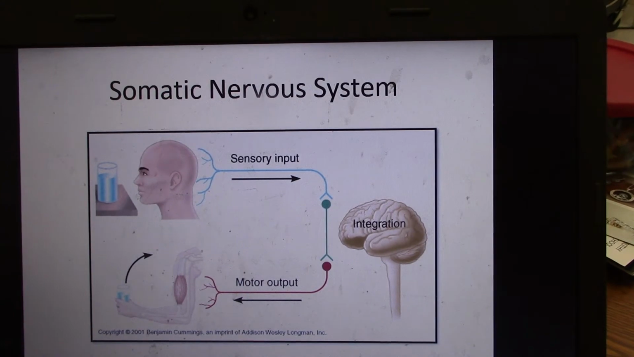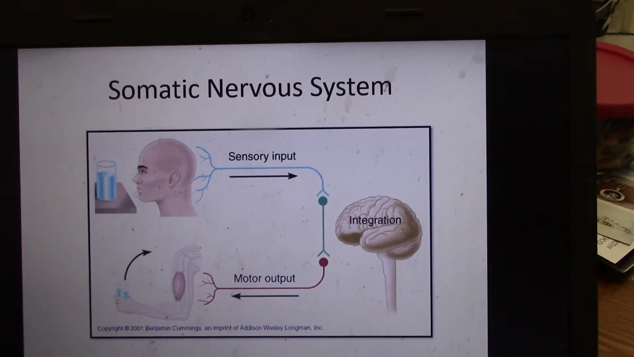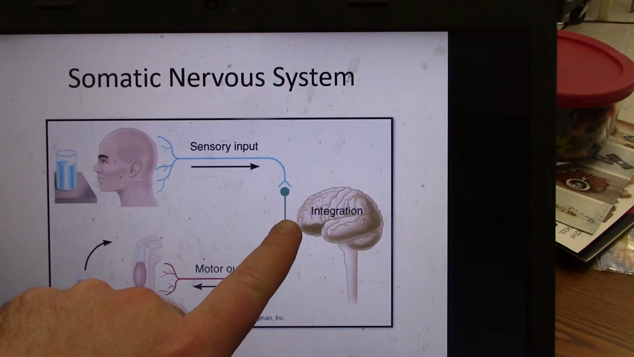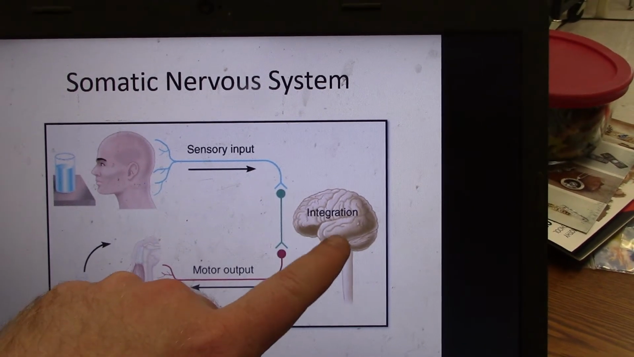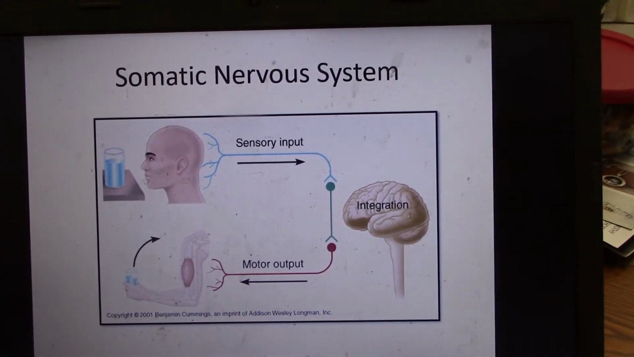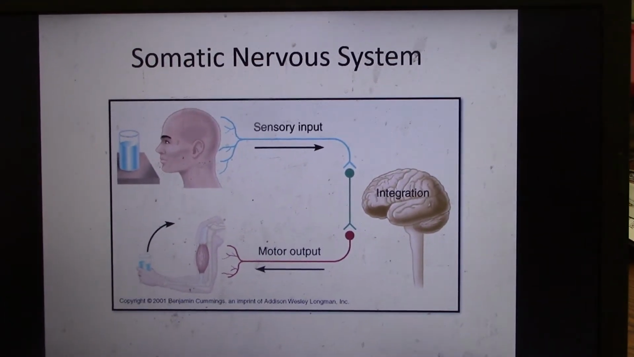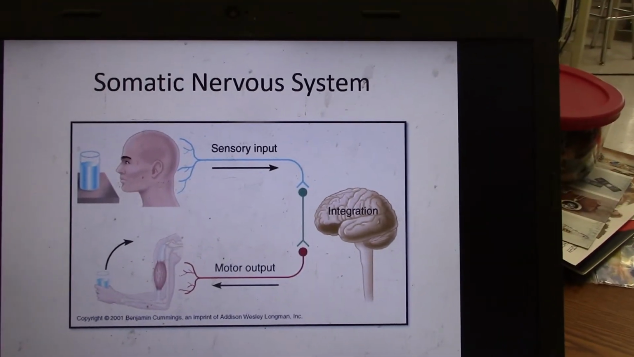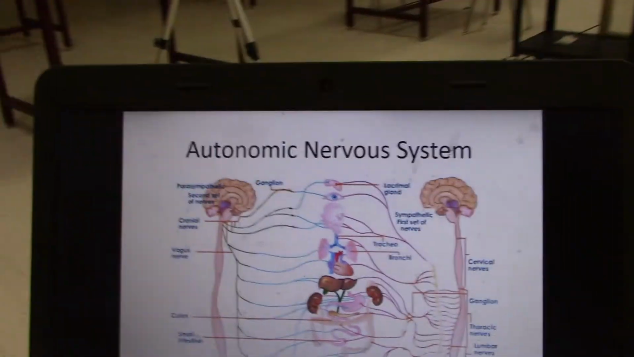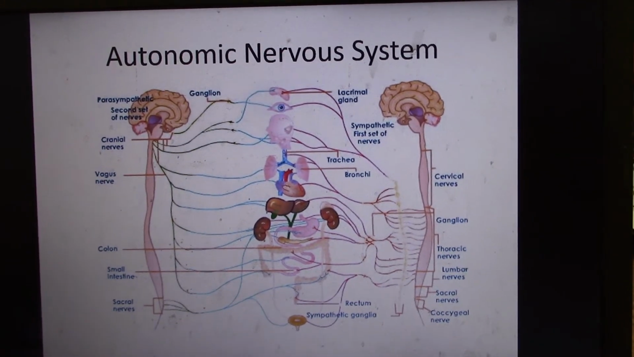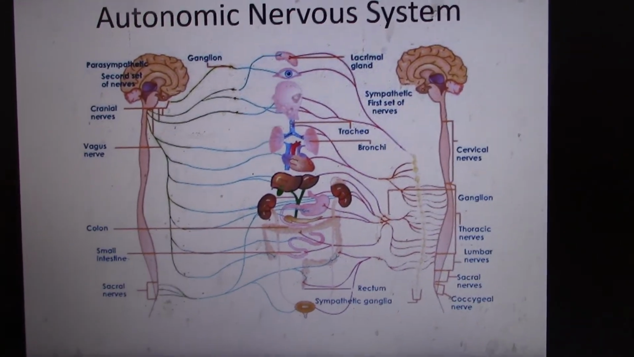Okay, so with the somatic nervous system, you have a sensory input. It's integrated into the central nervous system through the brain and spinal cord, and then the response is carried out. Okay? So we have control over that. Now, you don't need to memorize this, but this just shows you all the things that are under autonomic control.